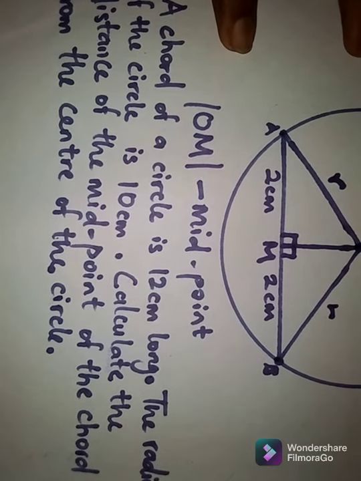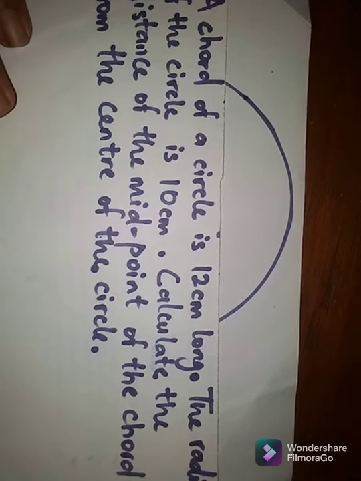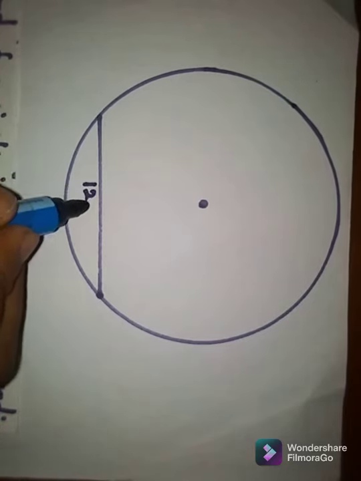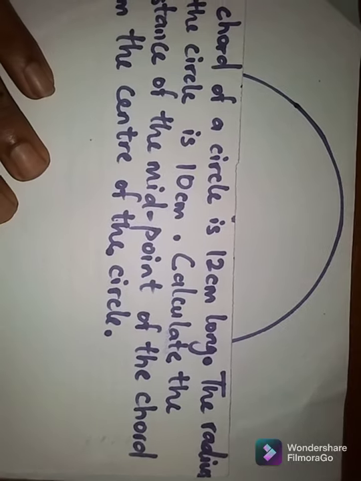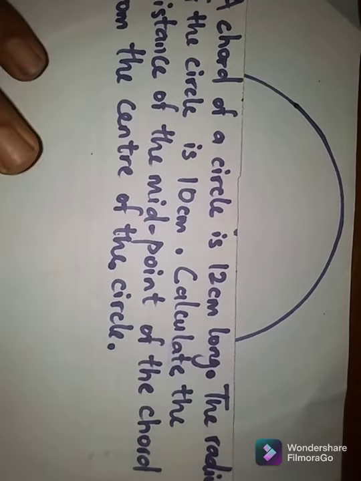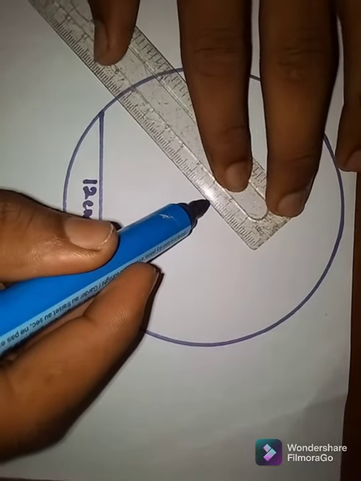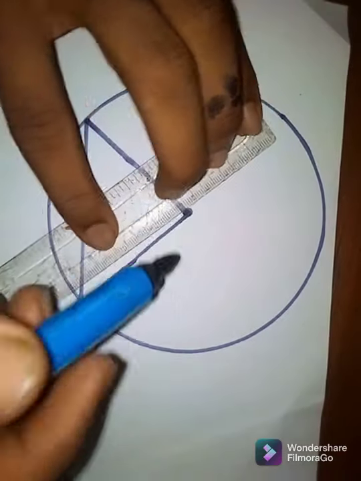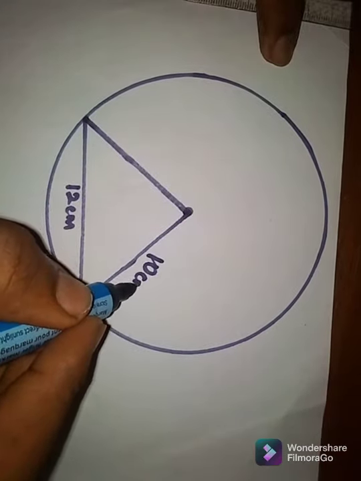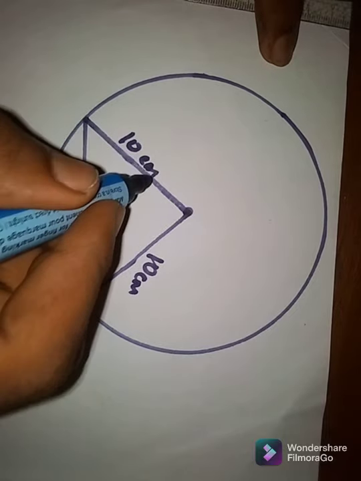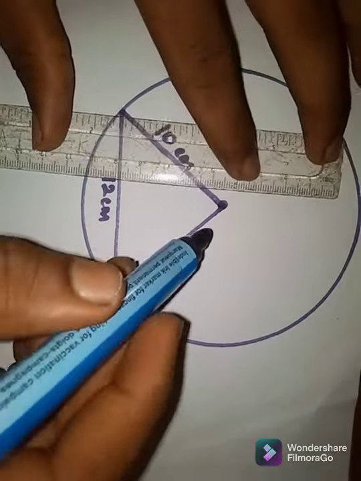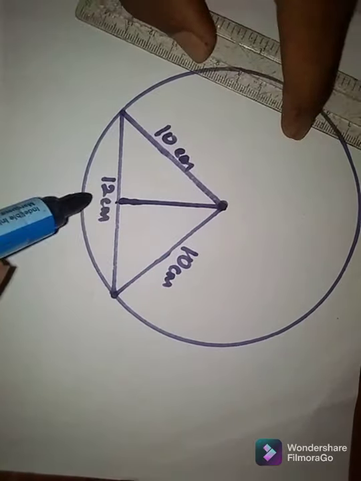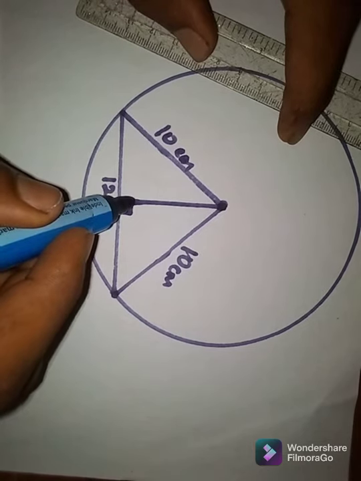So let's quickly draw the diagram. We have here a chord of a circle that is 12 cm long. Here is the chord, 12 cm long, and the radius of the circle is 10 cm. So this is the radius of the circle (10 cm). You simply complete the diagram by drawing the midpoint. Note it stops here, not here. So here is 90 degrees, here is 90 degrees.